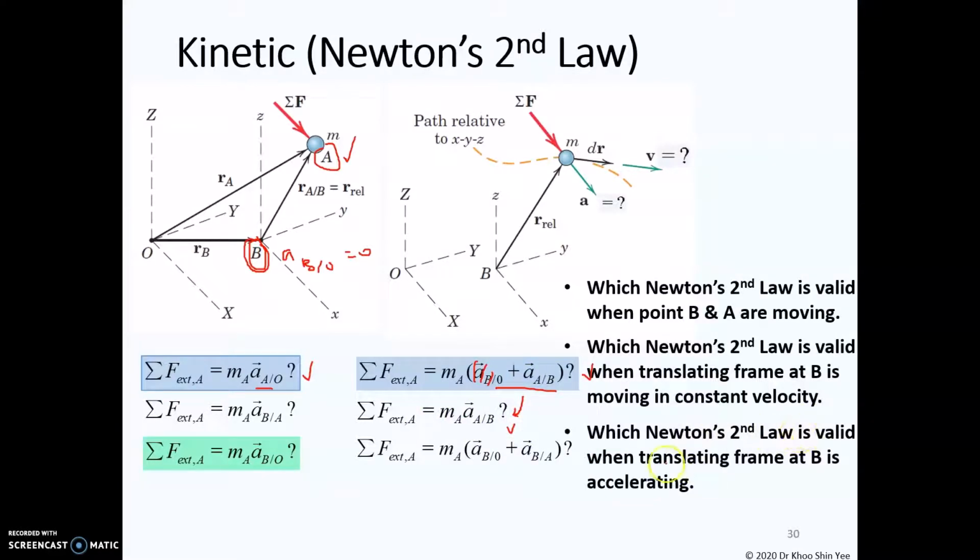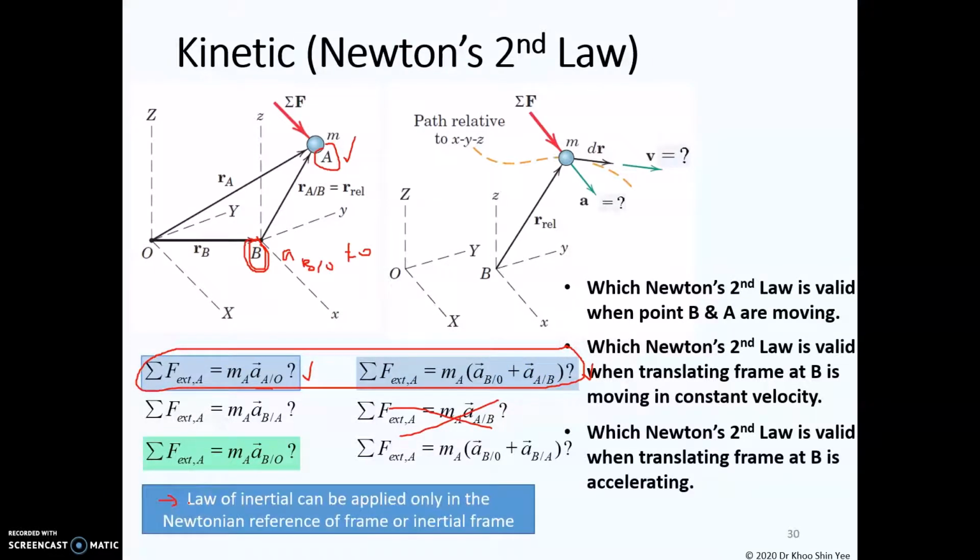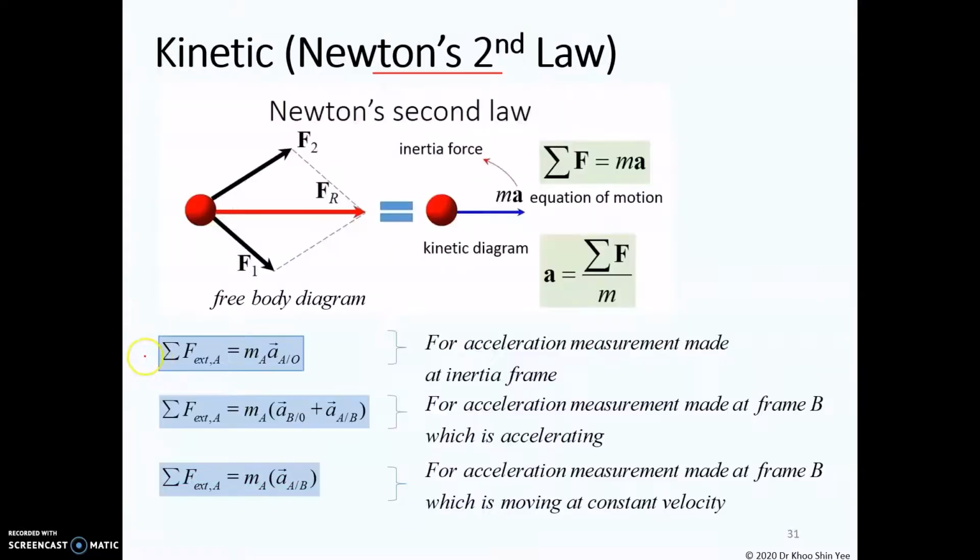Which Newton's second law is valid when the translating frame at point B is accelerating? If it's accelerating, a B/O is no longer equal to 0, so we cannot let this term be 0. In this case, we cannot use this equation anymore, and we have to use these two equations to solve the problem. Bear in mind, the law of inertia can be applied only in the Newtonian reference frame or the inertial frame. For example, we can only use Newton's second law, F equal to ma, by using absolute acceleration. So these are the three equations that follow Newton's second law.